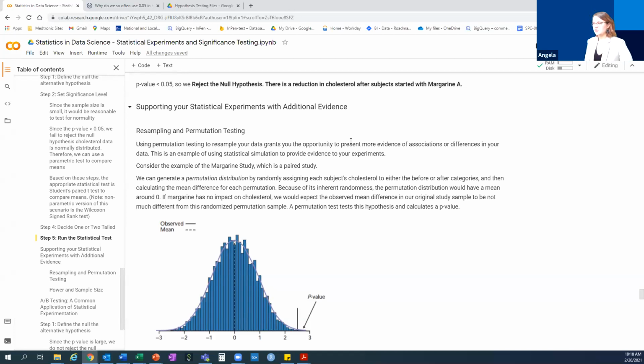So consider the example of the margarine study, which is a paired study. We can generate what's called a permutation distribution by randomly assigning each subject's cholesterol to the before and after categories randomly over and over again. And each time you do it, you're going to calculate the mean difference for each permutation. Because of the inherent randomness of that process, the permutation distribution should have the mean around 0 of those mean differences of this kind of random assigning of cholesterol between these before and after groups. If margarine has no impact on cholesterol, we would expect that the observed mean difference in our original study sample to not be much different from this randomized permutation sample.